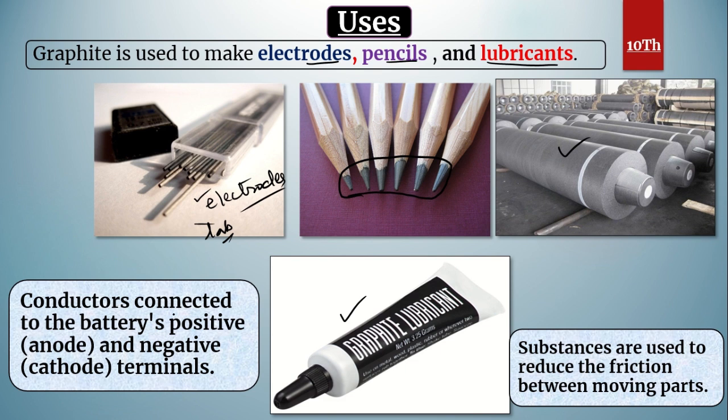For conductors connected to batteries, the one at the positive terminal is called the anode, and the one at the negative terminal is called the cathode. Substances that are used to reduce friction between moving parts are called lubricants. So this is how graphite finds use in many sectors, and in our daily life.